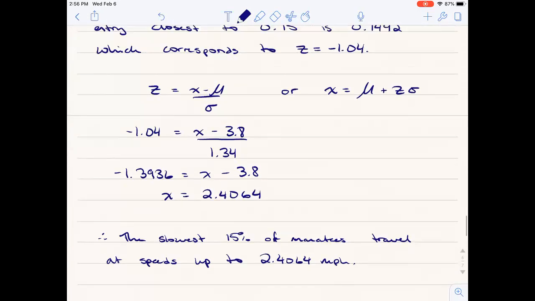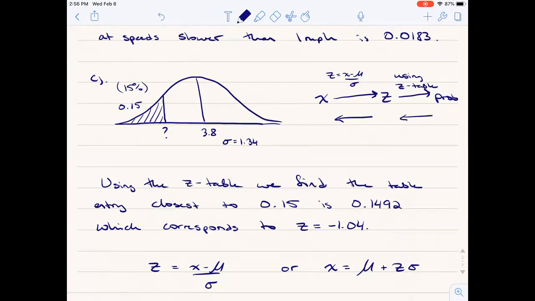Because if you look at your graph, right, here's the slowest 15% up to 2.40 whatever we found, right? And so the slowest 15% they travel at speeds up to this point, but also they could be slower than that. Any questions about that one?